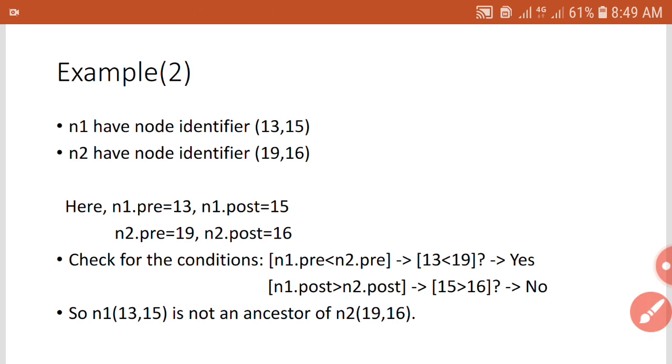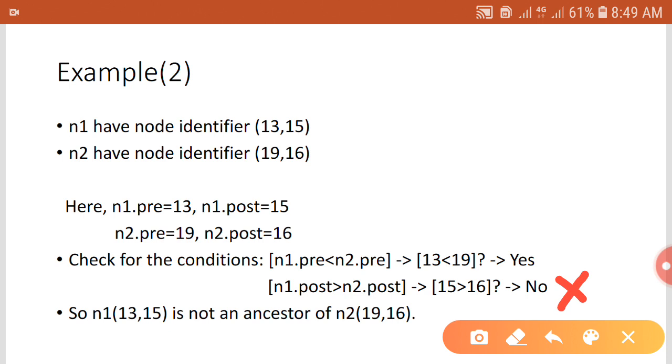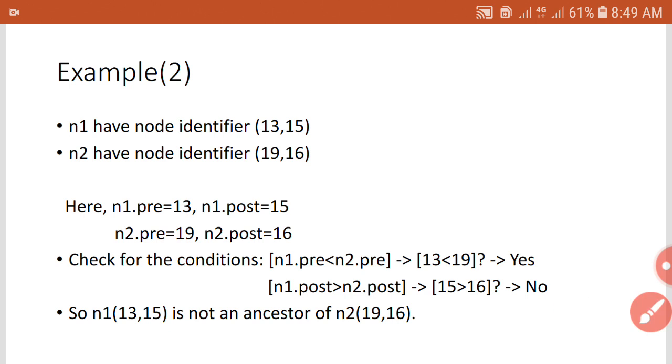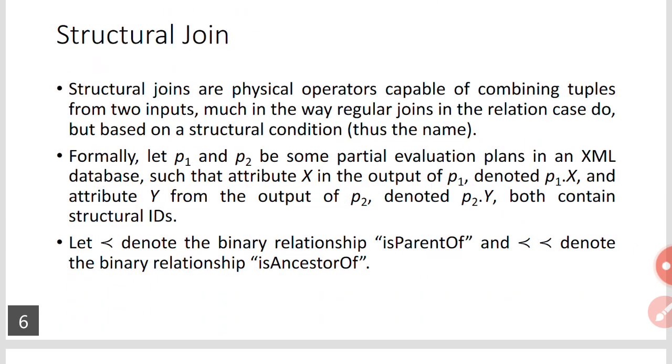Now check for the second condition, n1.post greater than n2.post. n1.post is 15 and n2.post is 16. Is 15 greater than 16? No, the second condition is not satisfied. So node n1 (13,15) is not an ancestor of node n2 (19,16). This way you can check whether one node is an ancestor of another node or not.